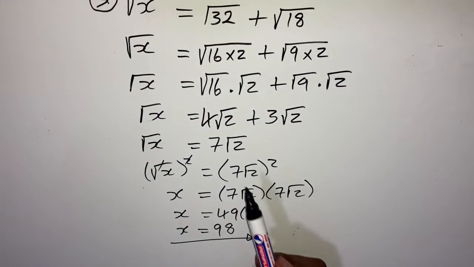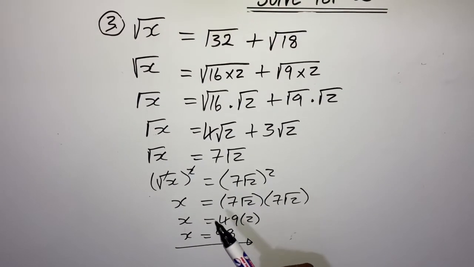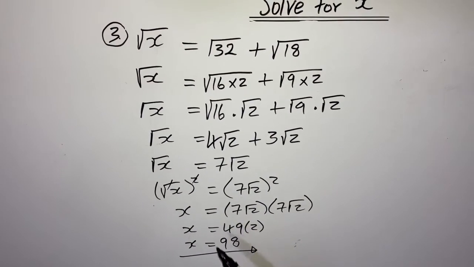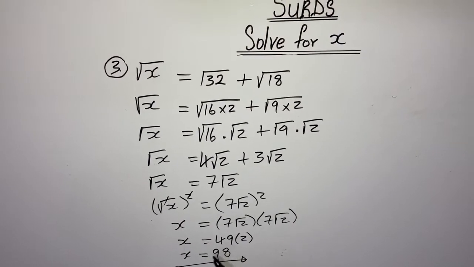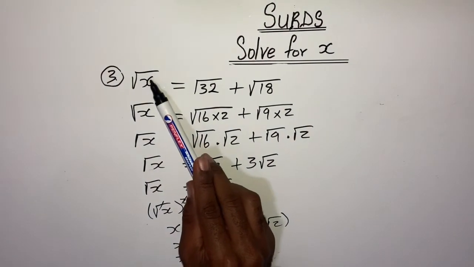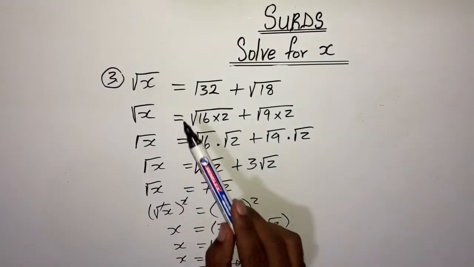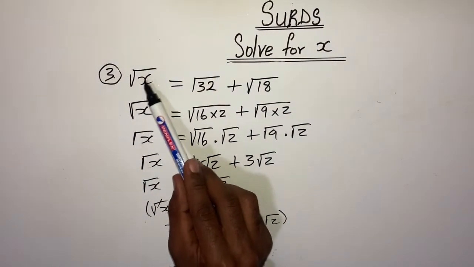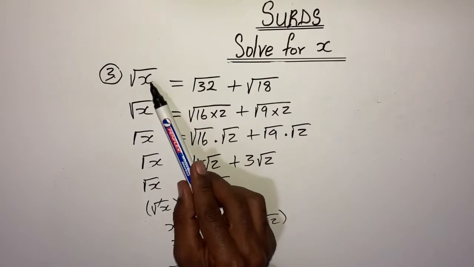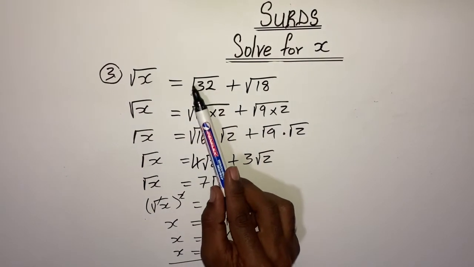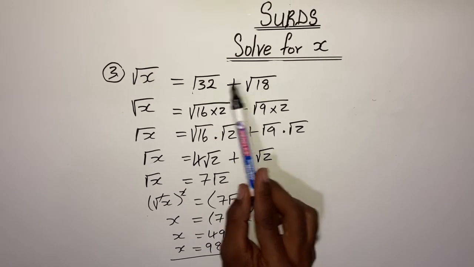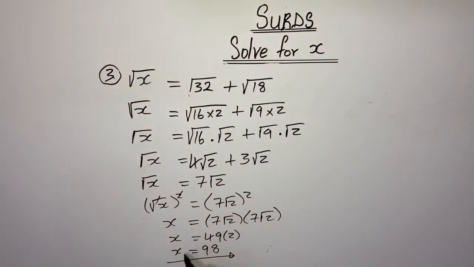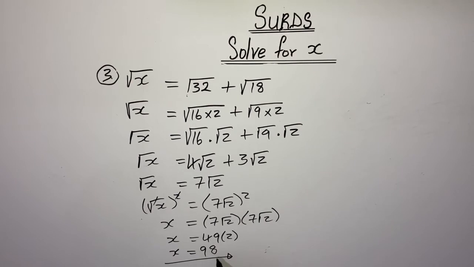So now you can go on to check if your answer is correct by substituting your x under the root here. Then also the answer you'll get must be the same as the answer that you'll get when you add these, root of 32 plus root of 18. So if you get the same answer, then you know for sure that your x value is correct.